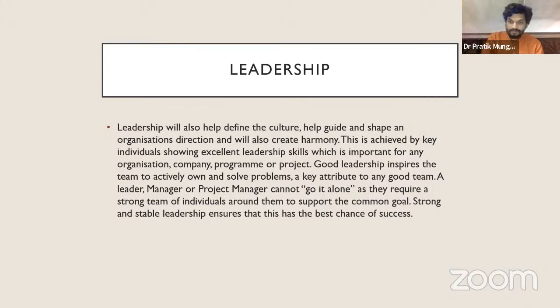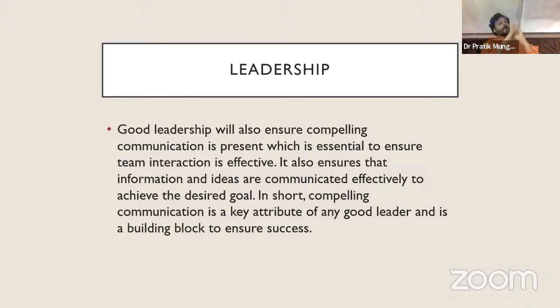Next slide, please. Good leadership will also ensure compelling communication is present, which is essential, as I discussed earlier. This is one of the factors or characteristics to ensure team interaction is effective. It also ensures that information and ideas are communicated effectively to achieve the desired goal. In short, compelling communication is a key attribute of any good leader and is a building block to ensure success.